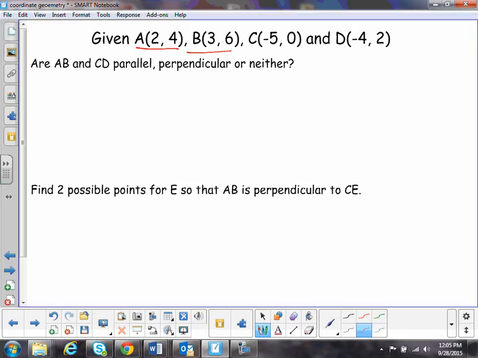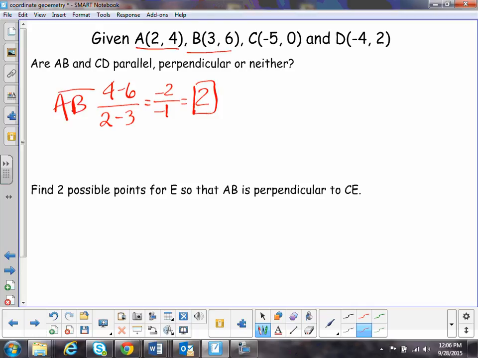And does it matter which one you call x1, y1, or x2, y2? Doesn't matter. So I'm going to do 4 minus 6, which I bet a lot of you did 6 minus 4, and you're going to see you still get the right answer. Okay, if you don't get it already. So 4 minus 6 over 2 minus 3. That's y1 minus y2 over x1 minus x2. So you get negative 2 over negative 1, which reduces to what? Just 2. So the slope of AB is 2.